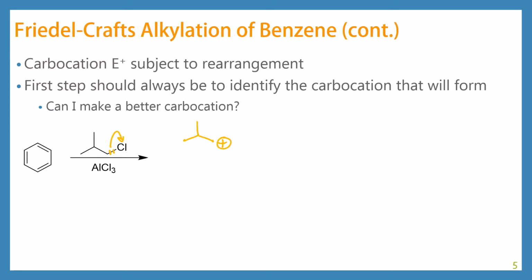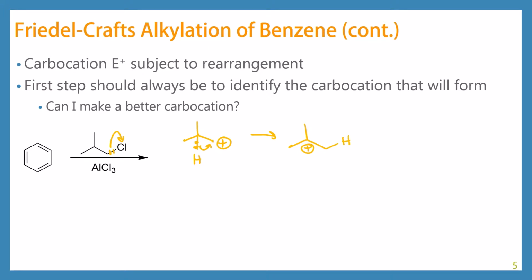And remember, anytime that you make a carbocation that is not tertiary, you should always be asking yourself, can I make a better carbocation? And in this case, we have a primary carbocation next door to a tertiary carbon. So yes, we can definitely make a better carbocation. We can take this hydrogen atom and shift it, which gives us a tertiary carbocation.